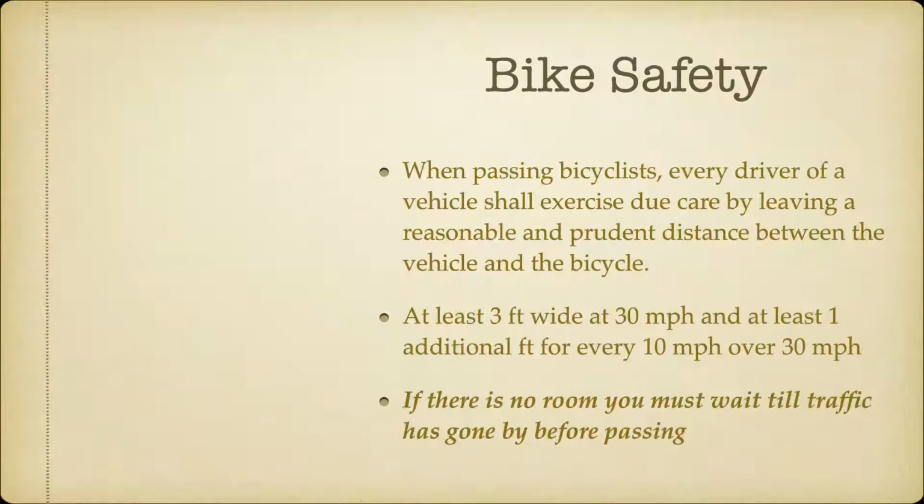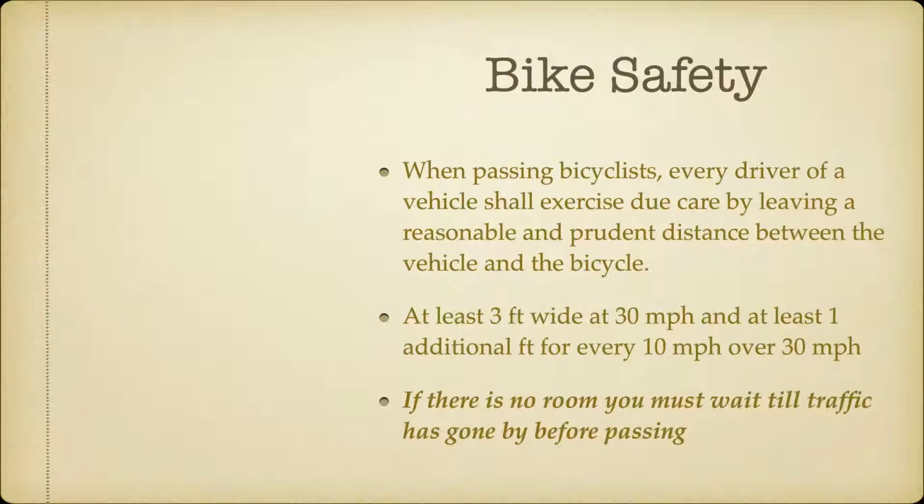Now, you need to know this for the final. When passing a bike, every driver of a vehicle shall exercise due care by leaving reasonable and prudent distance between the vehicle and the bicycle. So here's what I want you to write down. 3 feet at 30 miles per hour. So the bare minimum, 20 miles per hour, still 3 feet. But at 30 miles per hour, it has to be 3 feet. And then for every 10 miles above 30, you're adding an extra foot.